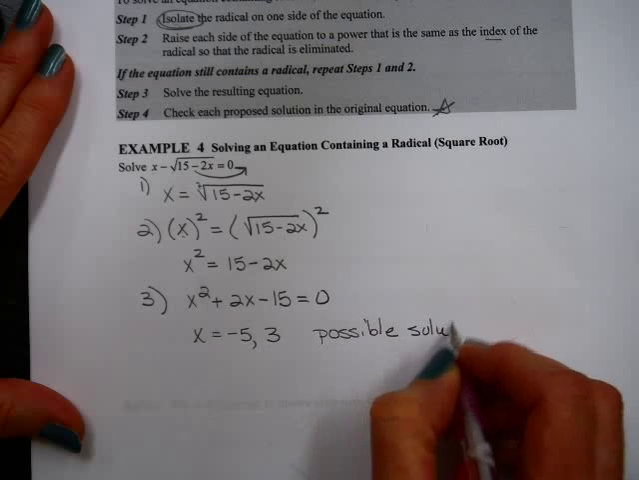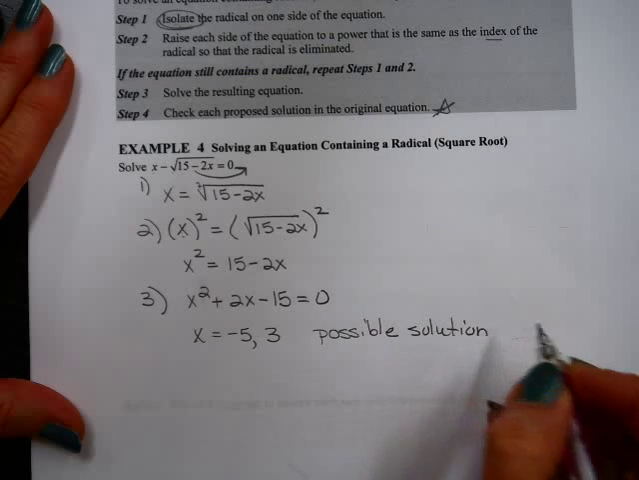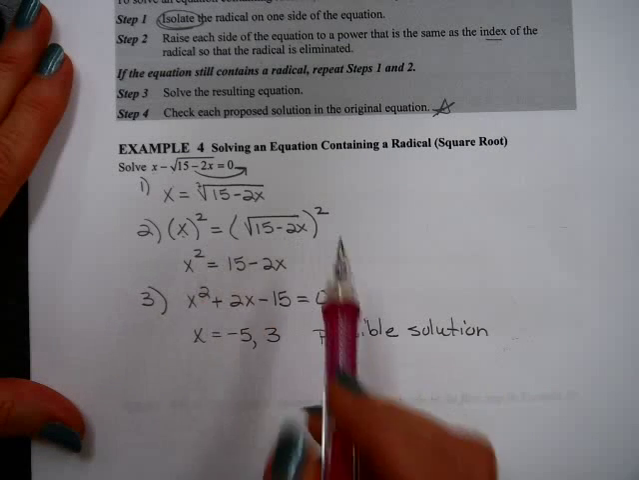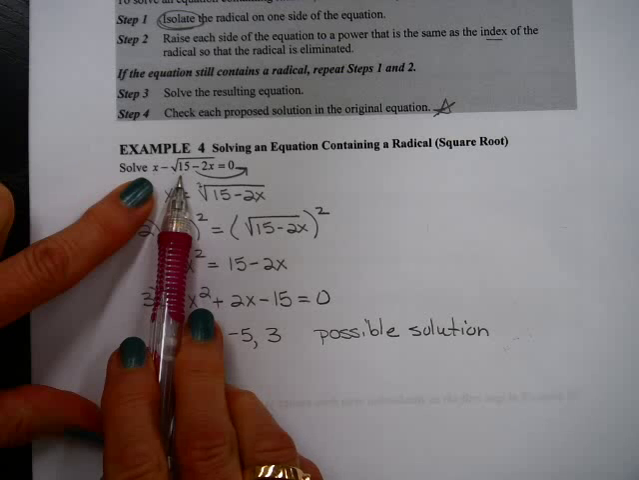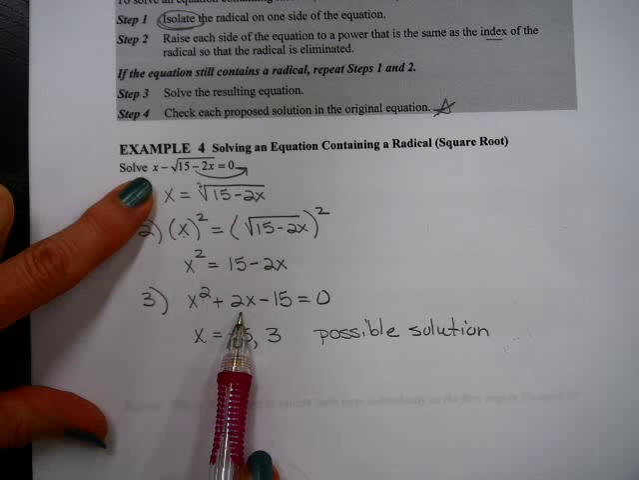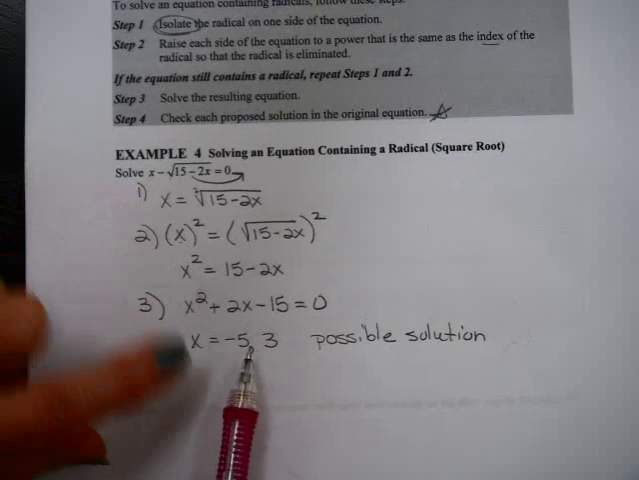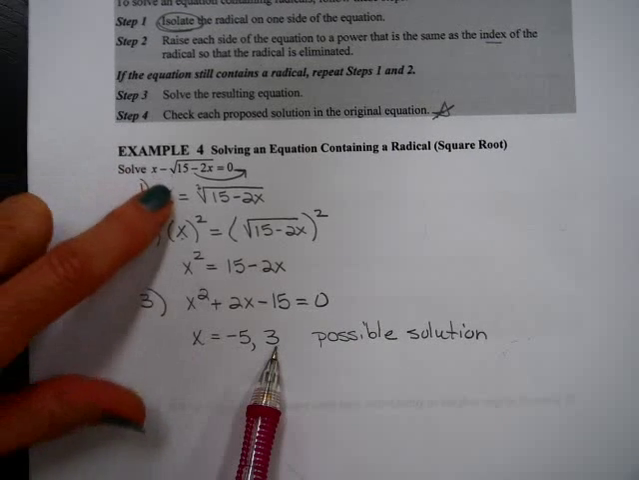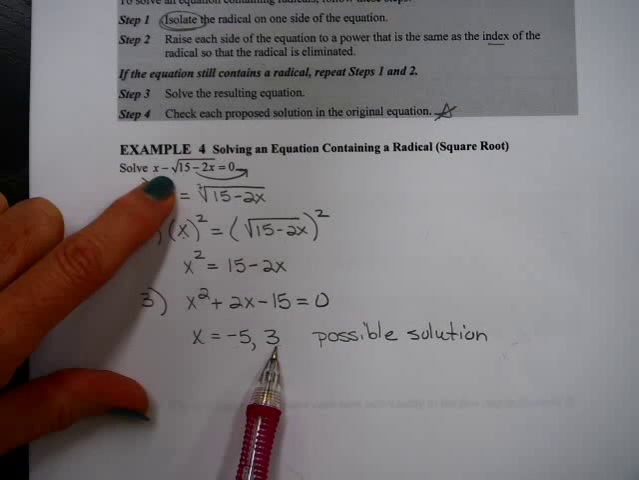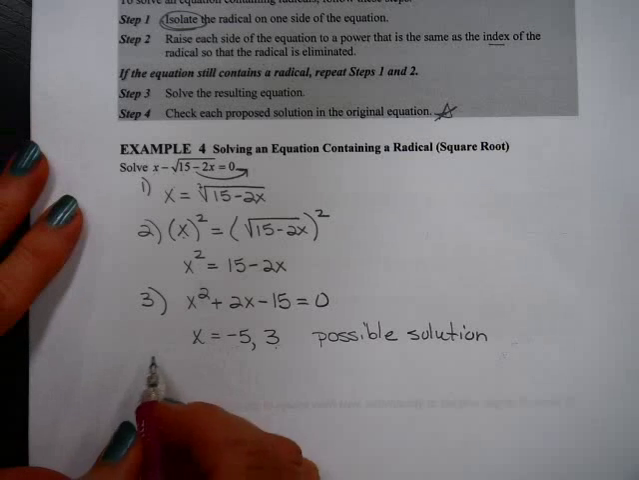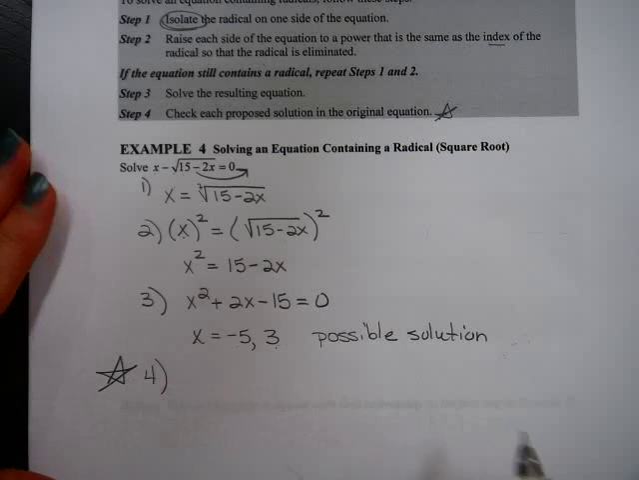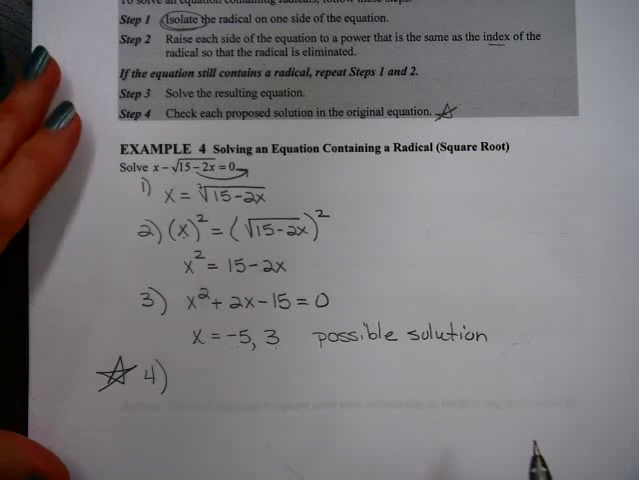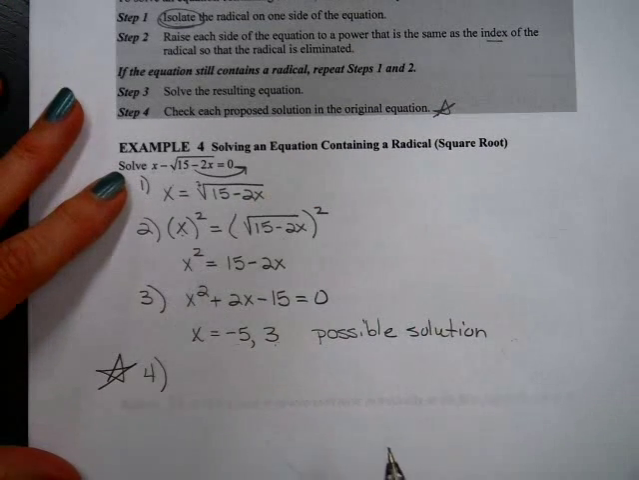Now what happens when we square an equation in order to solve it? We actually changed the problem. Remember, this is the problem the way it started. This is the actual problem that we solved. So these solutions may not work in this equation. So step 4, which is extremely important, we have got to check our answers in our original problem.